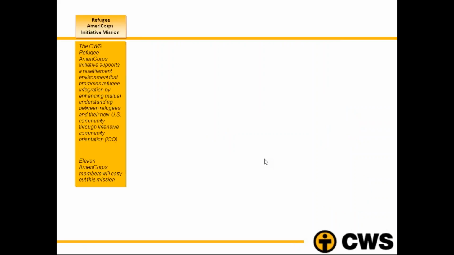Now that we've reviewed the performance measures that we are tracking, let's take a big picture look at our targets for these performance measures. As you know, the mission of the Refugee AmeriCorps Initiative is to support a resettlement environment that promotes refugee integration by enhancing mutual understanding between refugees and their new U.S. community through intensive community orientation, or ICO. 11 AmeriCorps members will carry out this mission.